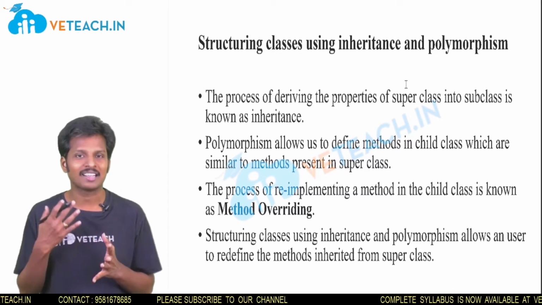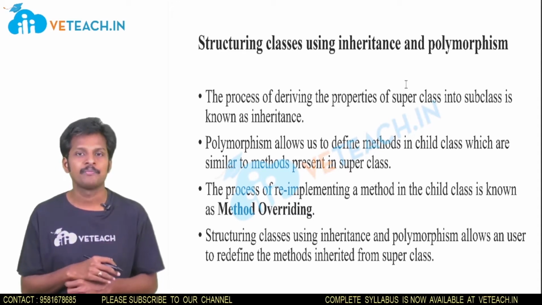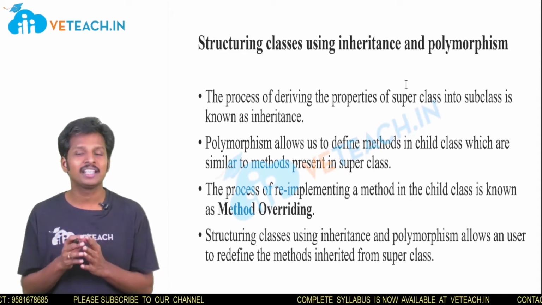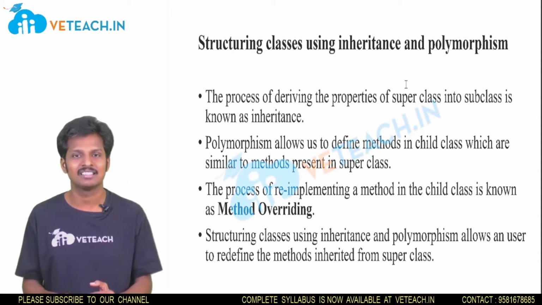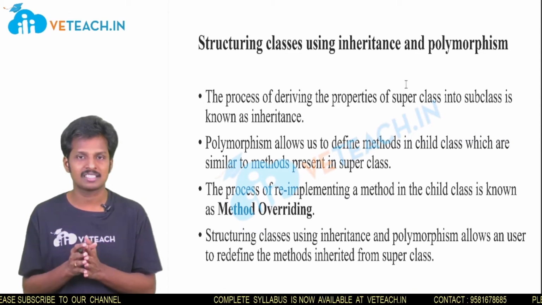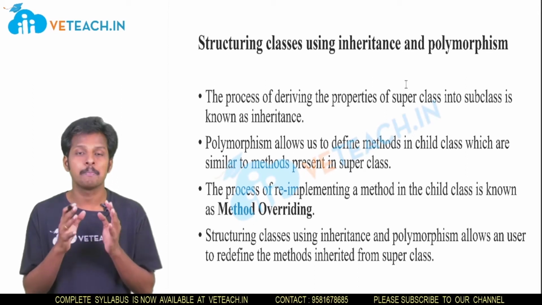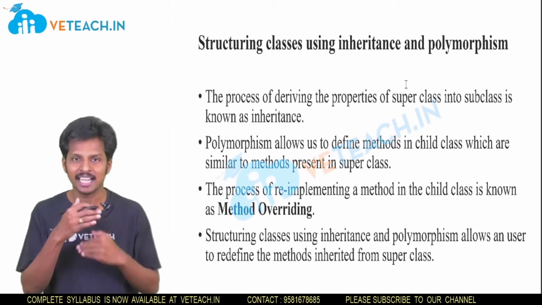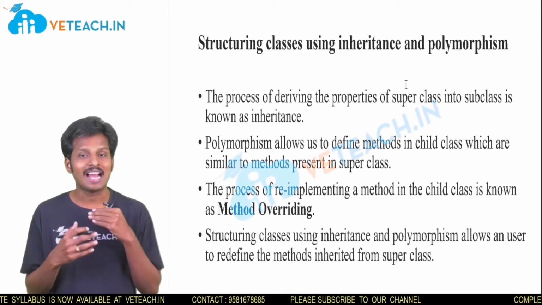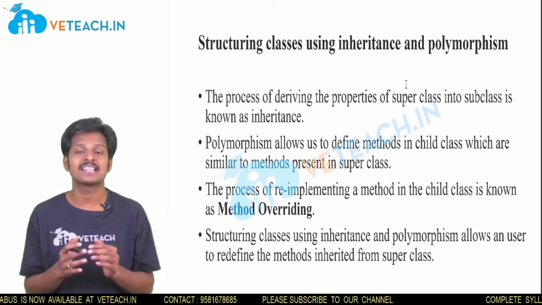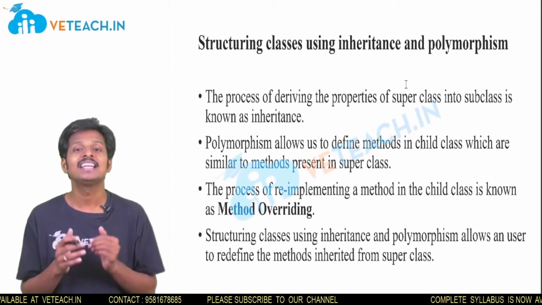Before going into structuring classes and everything, let's discuss what inheritance is and what polymorphism is. Inheritance: the process of deriving a new class from an existing class is known as inheritance. When we do inheritance, the properties, meaning the attributes, that is variables and methods, of one class will be inherited into the subclass also. The class from which we are getting the properties is known as a parent class, and the class into which we are getting the properties is known as a child class.